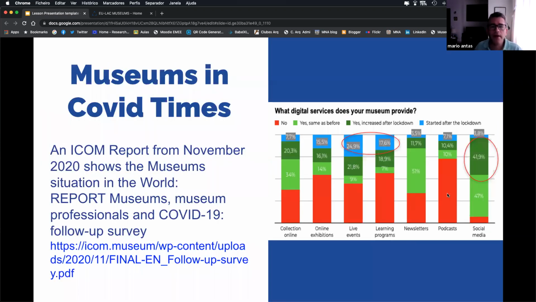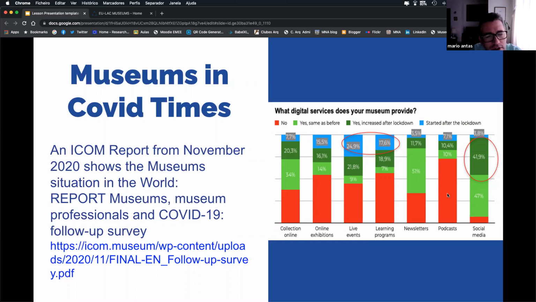I also want to share with you another report from November 2020 from ICOM. This report traces the situation of museums in the world.